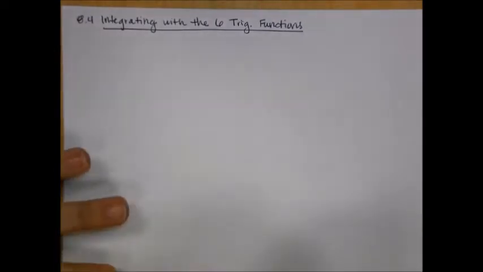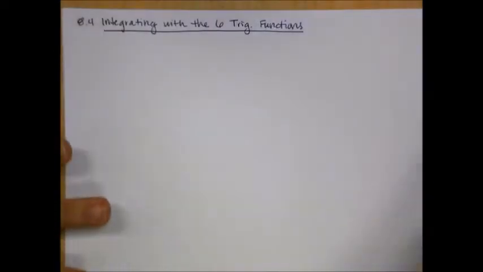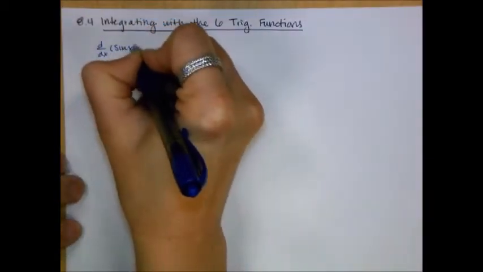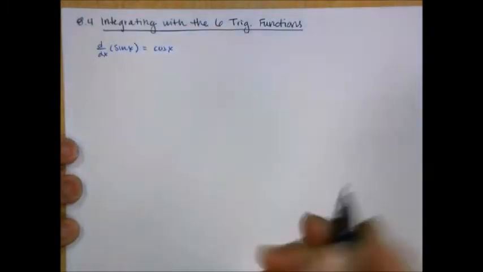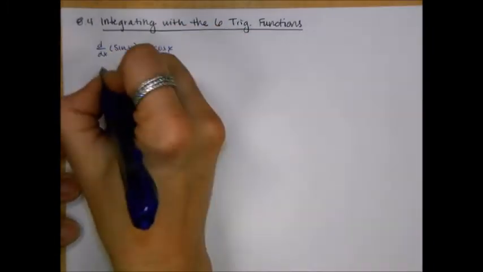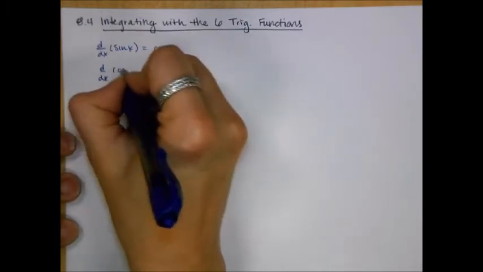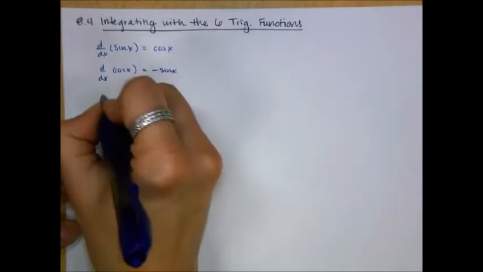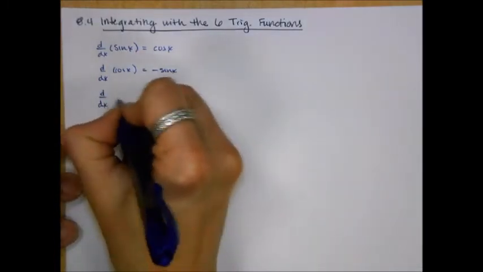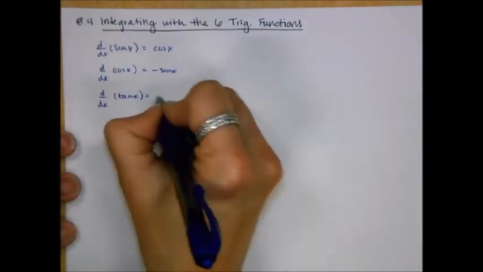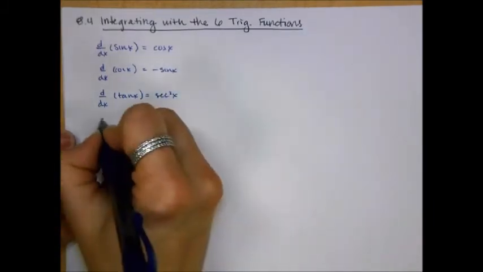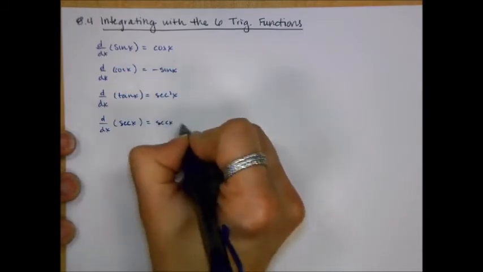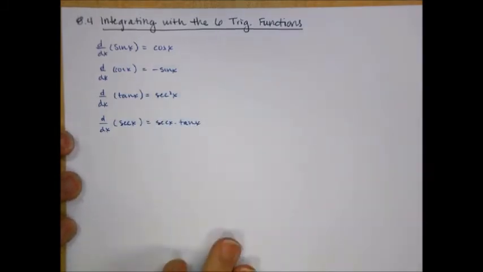So I'm going to remind you of a few things that we already know, starting with the derivative of sine x is cosine x. And we know the derivative of cosine is negative sine. The derivative of tangent is secant squared. The derivative of secant is secant times tangent, and so on.